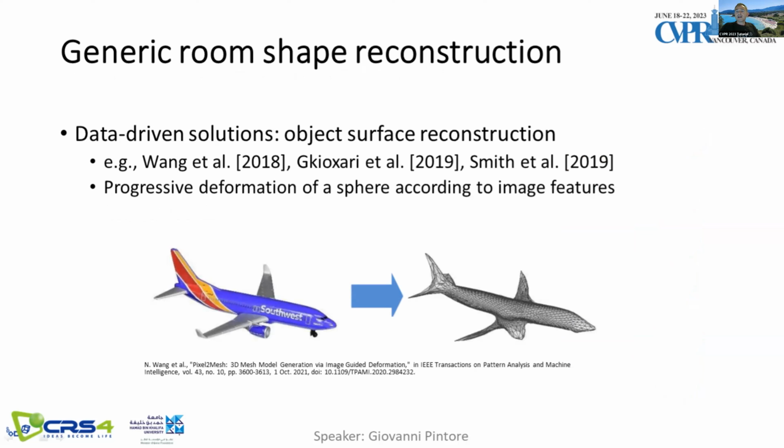Okay. So more recently, 3D solutions for object surface reconstruction from monocular input have been emerging for generic shape objects. These methods, of course, can be applied in indoor reconstruction. The point is how to try to associate such methods to an indoor structure.